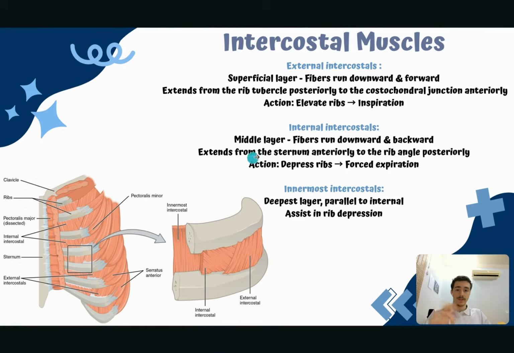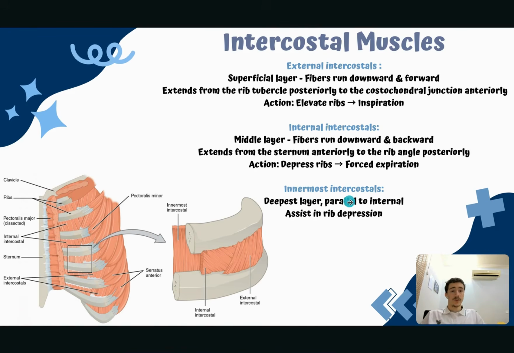It extends from the sternum, which is anterior, to the rib angle posteriorly, and it's going to depress the rib. As you can see, it's obvious because it's going backward, so when it contracts, it's going to squeeze the lungs and decrease the space. So it's going to force expiration and help you with expiration to let the air go out.